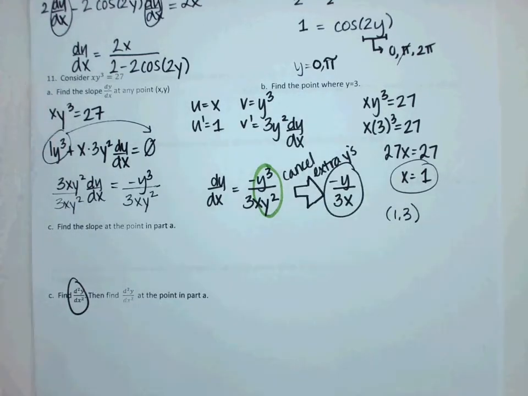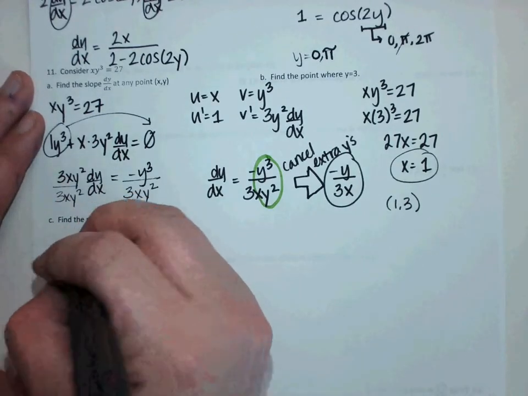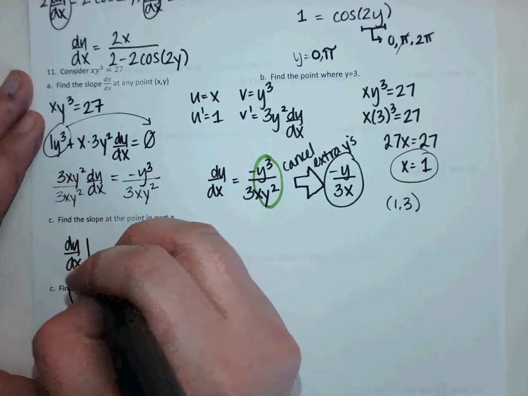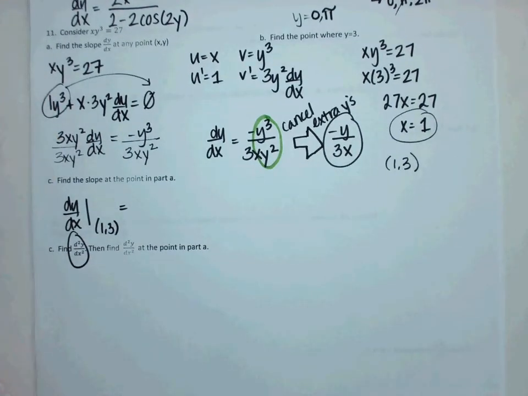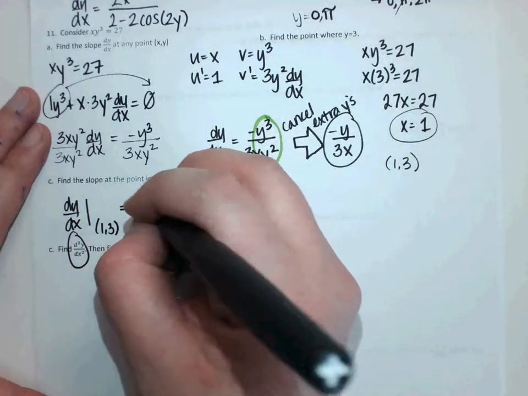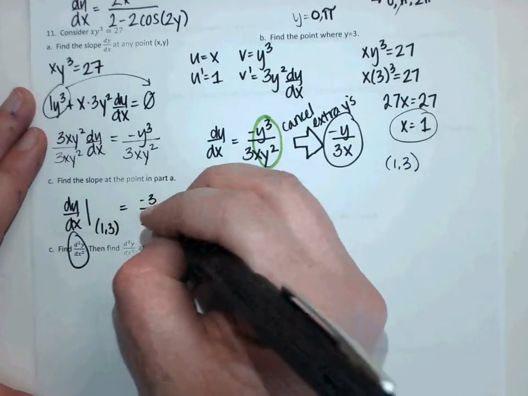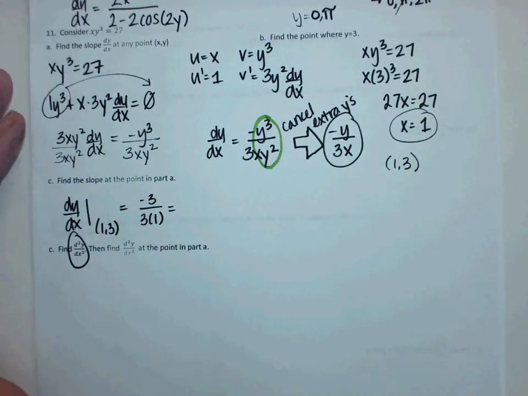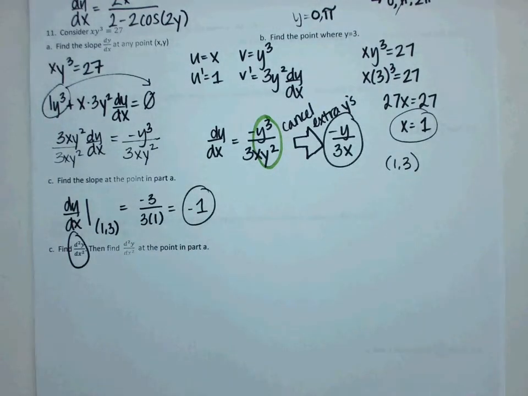Okay, part C says to find the slope at the point. So I put dy/dx, vertical line, 1, 3, equals. And then I'm plugging into my little formula. So y is 3, negative 3 over 3x, which is 3 times 1. What do you get for your slope? Good.